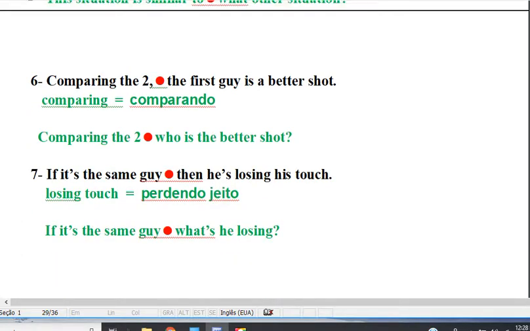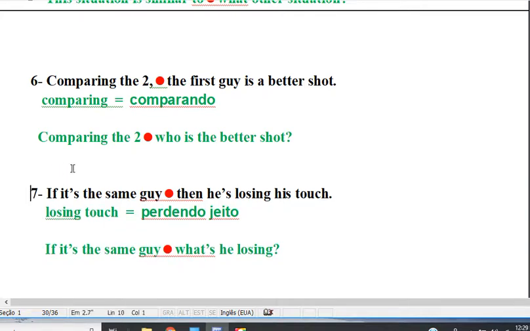Line 6. Comparing the two, the first guy is a better shot. Question. Comparing the two, who is the better shot? Well, comparing the two, the first guy is the better shot.